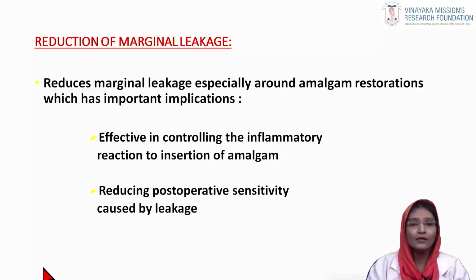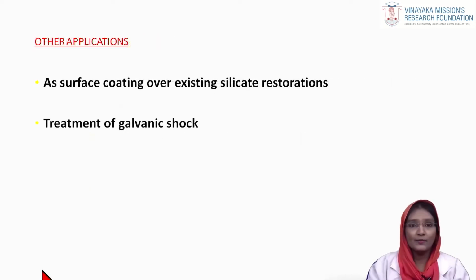Next, it reduces the marginal leakage, especially around the amalgam restoration. So it has important implications. One is that it is effective in controlling the inflammatory reaction to the insertion of the amalgam. Next one is it reduces the post-operative sensitivity which is caused by the leakage between the restoration and the cavity wall. The other applications of this cavity varnish include that it acts as a surface coating over the existing silicate cement, and also it reduces the galvanic shock if you place the cavity varnish over any type of restorations.